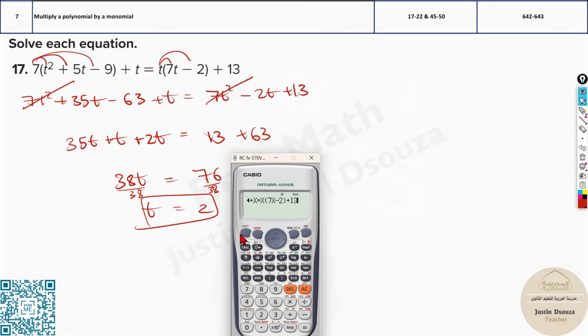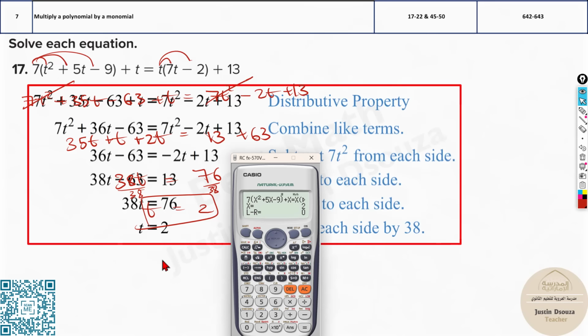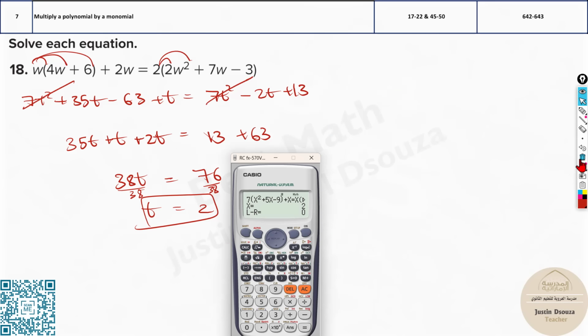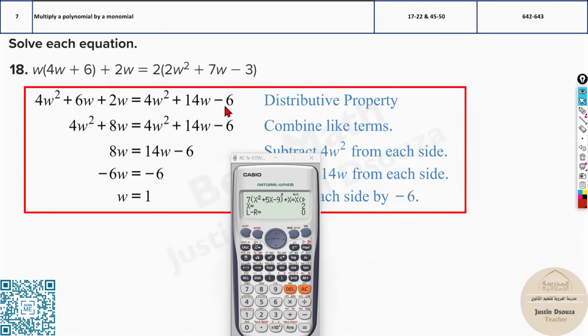Now all you need to do is shift and solve. And this is not the answer. You need to press equal to after shift and solve. That is the answer. What is it? 2. Let's try one more. The answer is 2 over there. This is the same. Let me try some different problem.